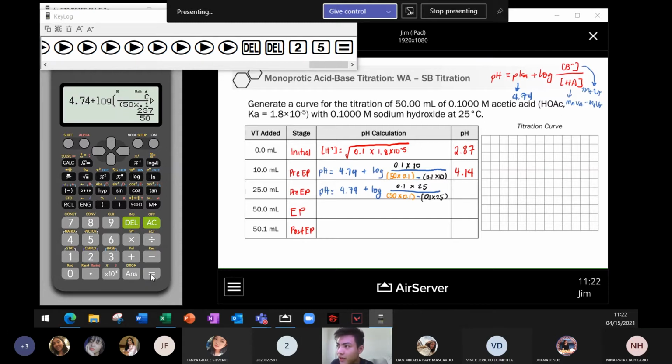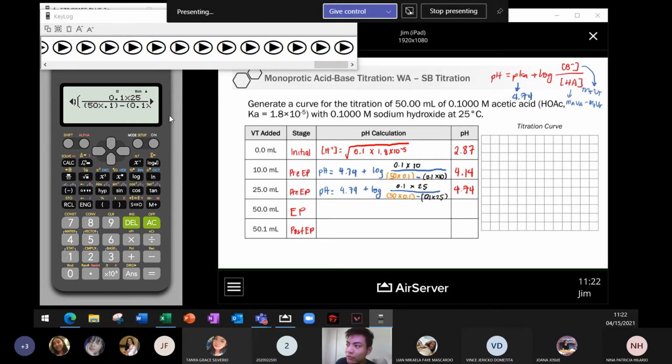Okay. Equal sign. Sagot ay 4.74. Yun. I still use the same equation. Yung volume lang pinapalitan ko, ha? Okay.